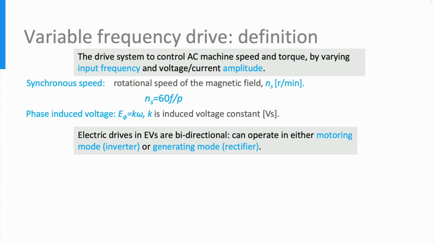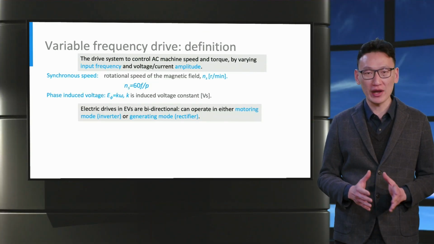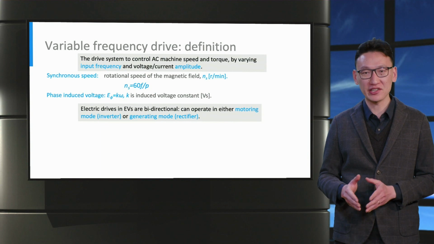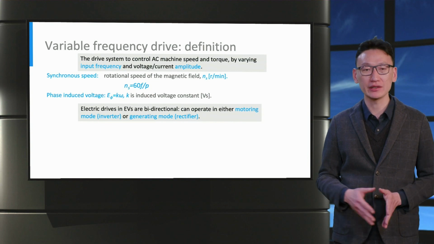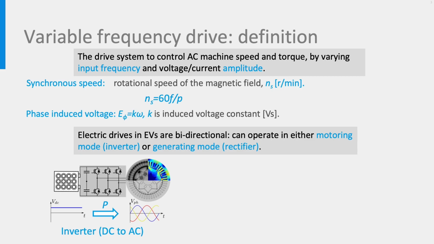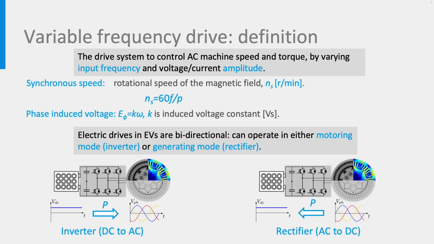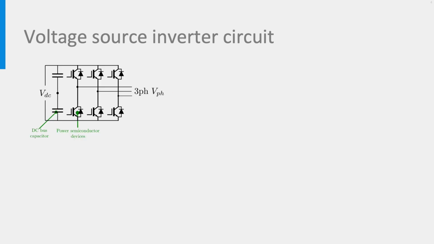Same as the electrical machines, the VFD in EVs should also be bidirectional. As has been mentioned in previous lectures, an electrical machine can run in two modes. Motor mode, where it takes power from the battery, or generator mode, where it delivers power to the battery. For the motor mode, the VFD operates as an inverter converting DC power to AC power. In the generator mode, the VFD operates as a rectifier and converts AC power back to DC power. The circuit on the slide depicts a three-phase voltage source inverter, a device that can be used to convert DC voltage from the battery into the three-phase AC voltage to the electrical machine.